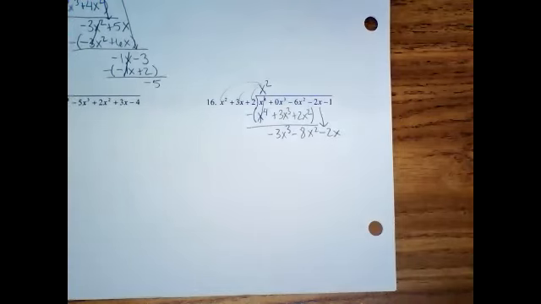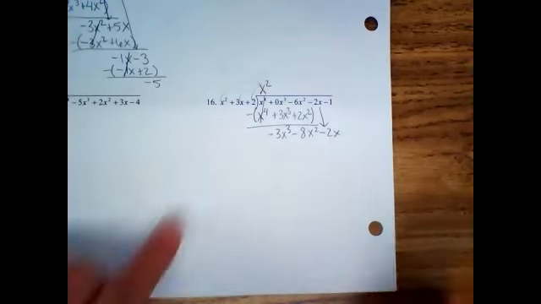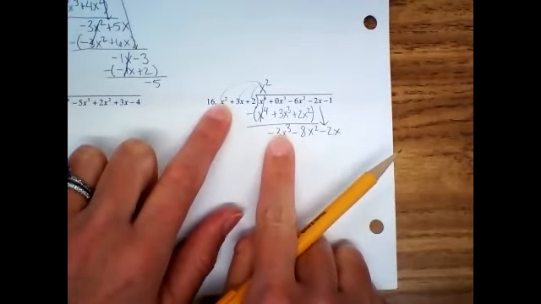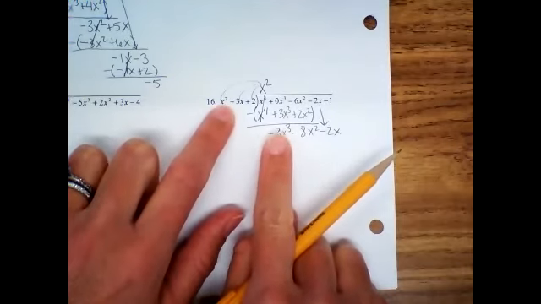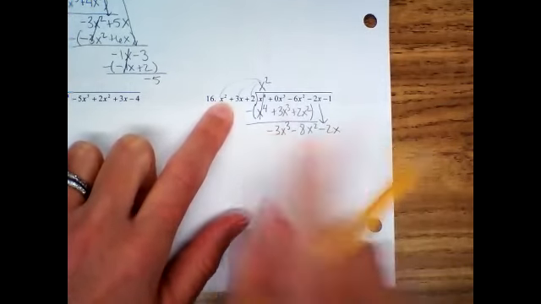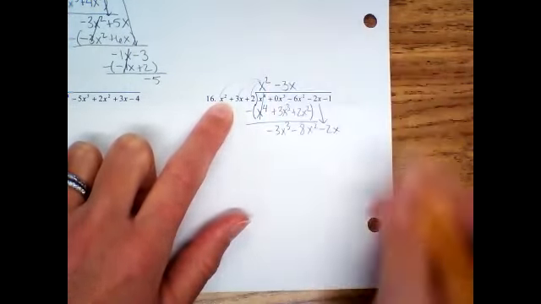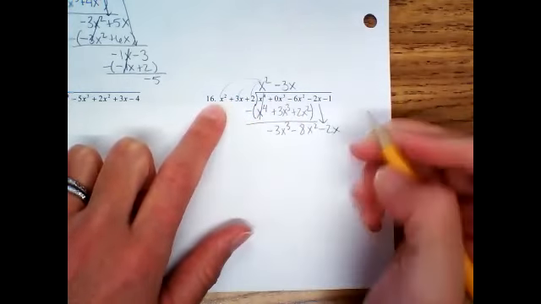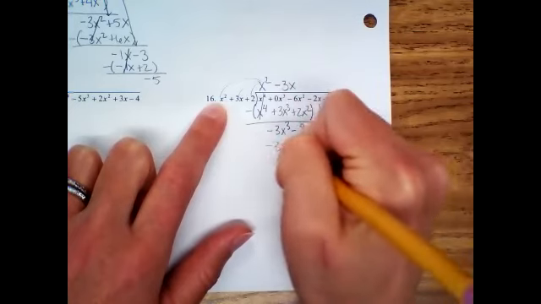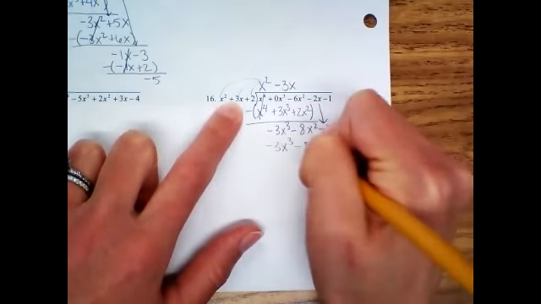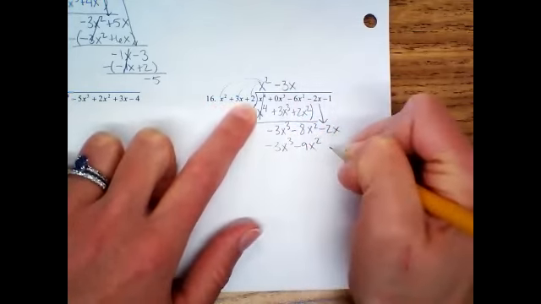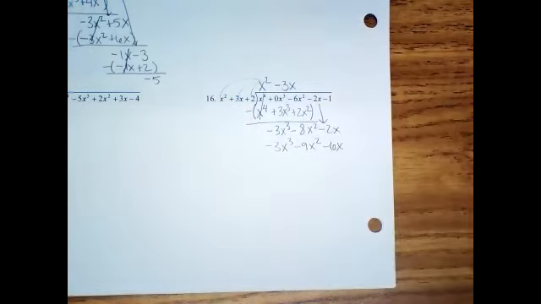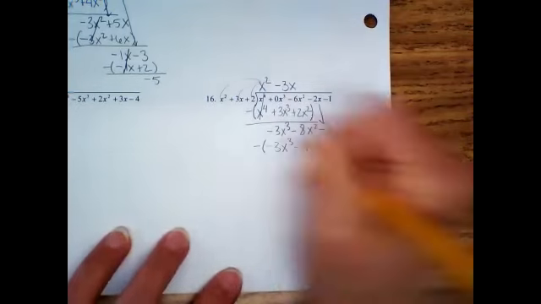Again, it's cyclic. You just do the same thing over and over. Compare the first terms. You have an x squared. You want it to be a negative 3x cubed. What do you multiply by? Negative 3x. Awesome. Distribute that through here. That will give you negative 3x cubed minus 9x squared minus 6x. And then you subtract.